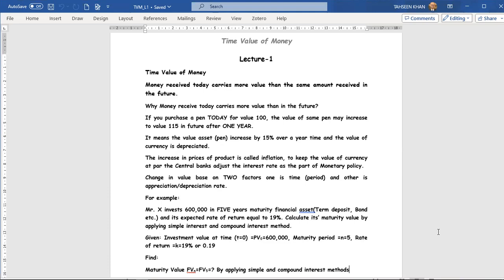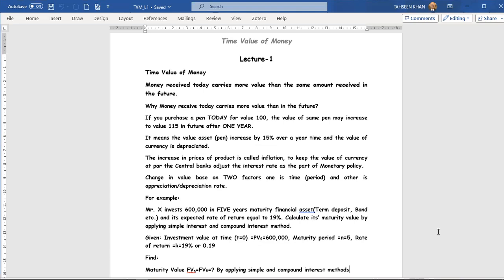To keep the value of currency at par, the central bank adjusts the interest rate, that is called policy rate, as a part of their monetary policy. The central bank used to review inflation and other factors from time to time in order to adjust their policy or interest rate. Change in value is based on two factors: one is the time, and the other is the appreciation or depreciation rate of the currency.